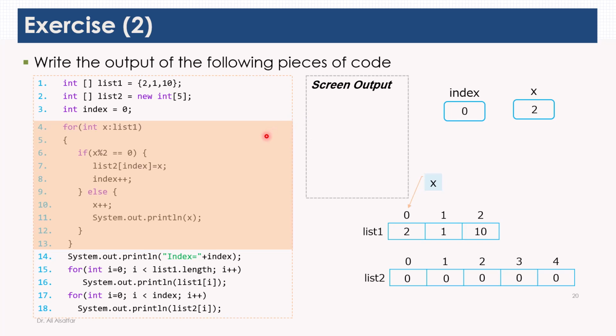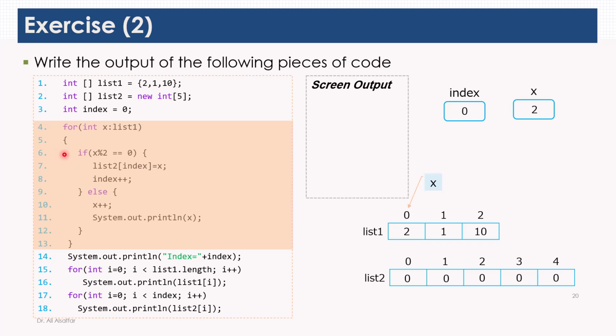In line 4, we have a for loop that is a for each loop. It is on array list 1. And the variable used for visiting the elements of the array is called x. So x in the first iteration will be equal to 2, then it will be equal to 1, then it will be equal to 10. Remember here that x is just a copy of the element of the array. So when we change the value of x, then the value of the element that corresponds to its index variable will not be changed. So let's begin and see what will happen in the first iteration.